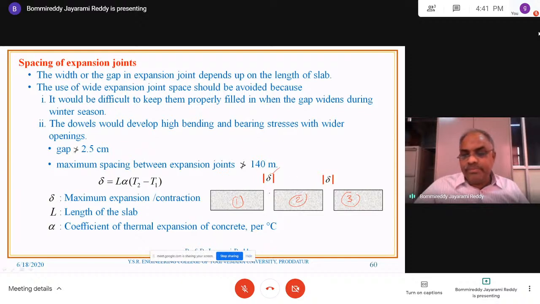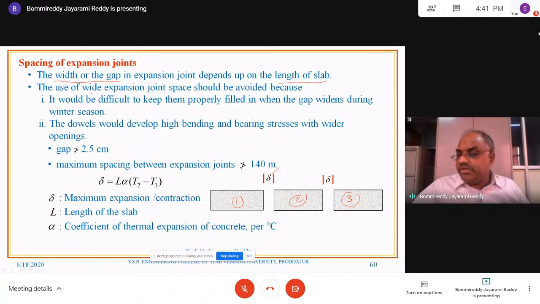If it is too low, then there is a possibility of developing the tensile stresses and temperature stresses. And if it is too high, then when there is a gap, there is a possibility of damage of the edges because of moving traffic, and it is an inconvenience to the traffic also. So here the width of the gap in an expansion joint normally depends on the length of the slab. The use of a wide expansion joint space should be avoided.